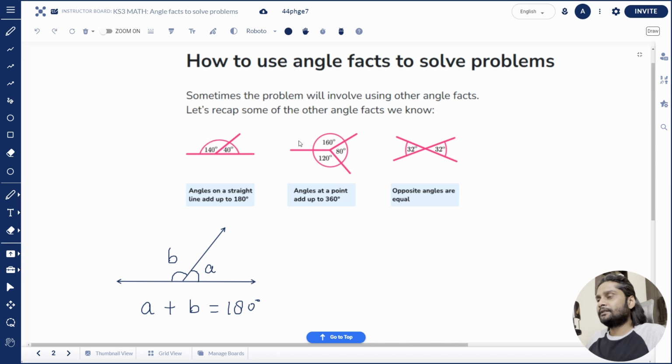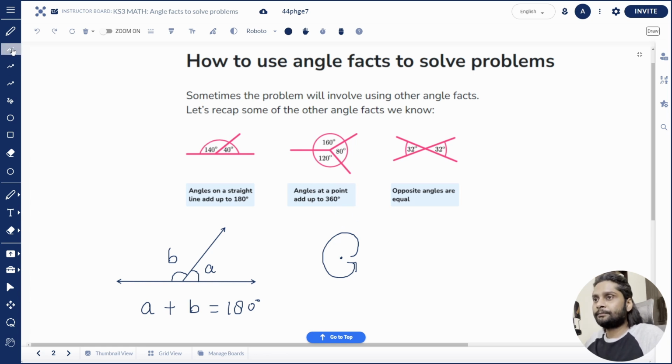Okay. Similarly, when you have a complete revolution, one rotation around a point, that has to be 360 degrees. You can notice here, if you just add all the three angles drawn around a point, or in just one rotation, they will complete 360 degrees.